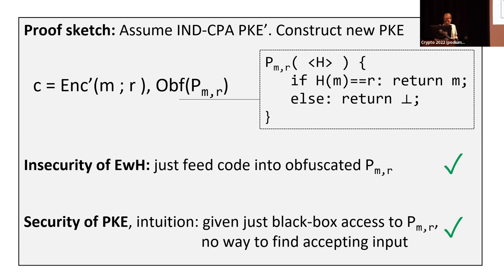And once you obfuscate it, at least intuitively, if you're hiding all the implementation details of the program and are only able to query the program on various inputs, the attacker will never be able to query the program on any code that causes the function to do anything other than return bot. So this is just an intuition. The authors actually formally prove this under indistinguishability obfuscation, which is the accepted notion of obfuscation that we use these days.